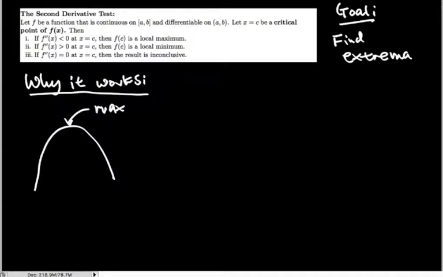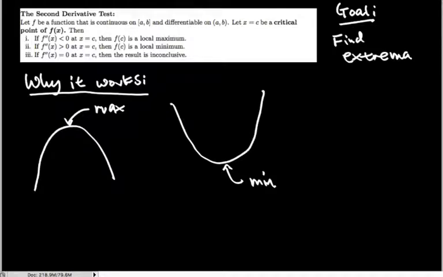This second part tells us that if we have a critical point and the function is concave up, concave up looks like this, yes? So here, this is a minimum. And then if the double derivative is 0, then we can't really say anything about it. The result's inconclusive. We gotta check something else.